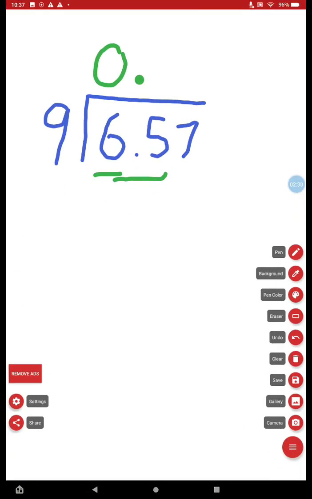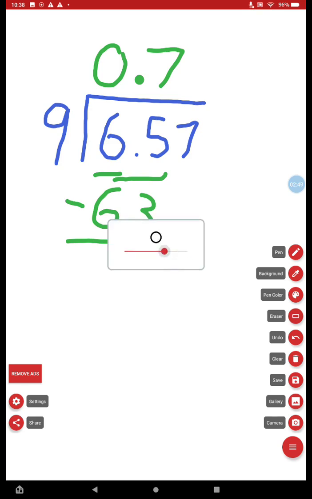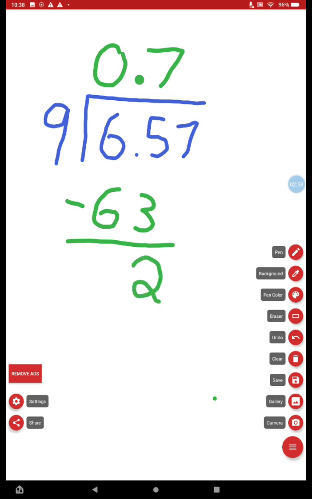Very good. Remember, what's our chant? Divide, multiply, subtract, and bring down. So we divided. Let's multiply. 9 times 7 is 63. Put that down here. Divide, multiply, subtract. Subtract 63 from 65. And in case you're getting confused by this extra line, let's get rid of that. All right. 65 subtract 63, that is 2. Divide, multiply, subtract, and bring down. Bring down that 7.